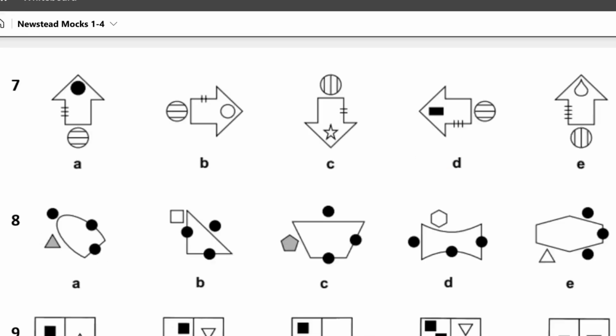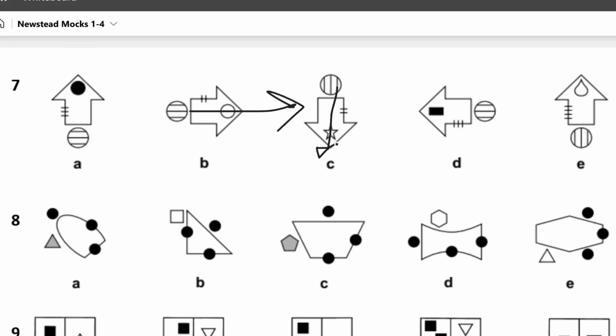Question number 7, we can see that all of the stripes on the circle are all consistent with the direction of the arrow. They're all vertical or following along, apart from A, which, let me do this in a different color, is not following through with the arrow. It's not going vertical in this direction. Therefore, it would be A.